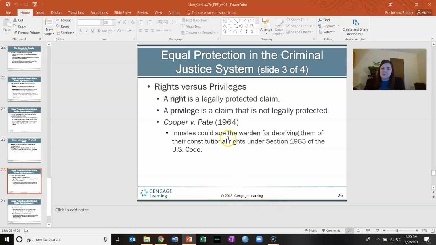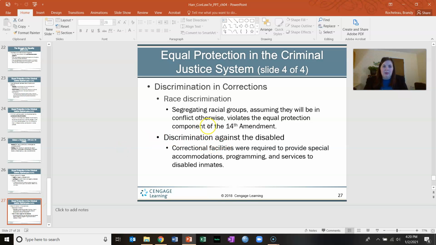Now, rights versus privileges, this concept holds more import within the correctional system. A right is a legally protected claim and a privilege is one that's not. So inmates can sue wardens for depriving them of their constitutional rights. They can't sue for being deprived of a privilege. Within corrections, segregating racial groups, assuming they will be in conflict, violates the 14th Amendment. Correctional facilities are also required to accommodate those who have a disability, otherwise it is discriminatory.